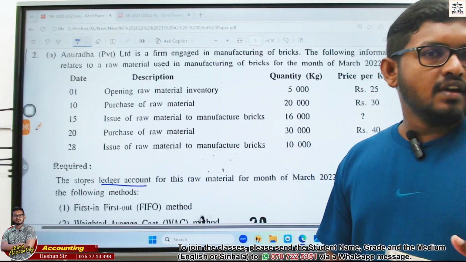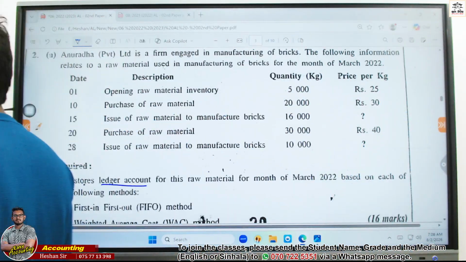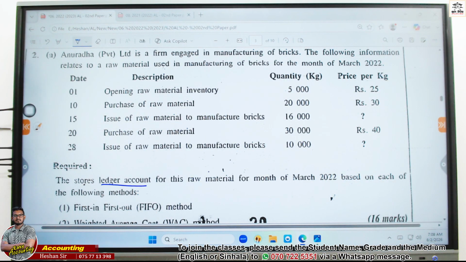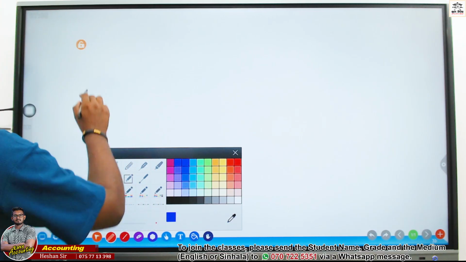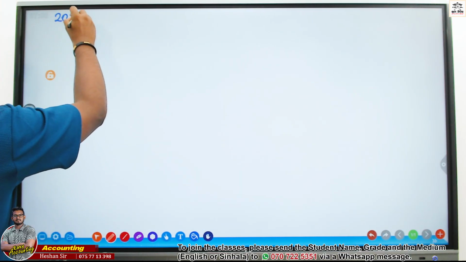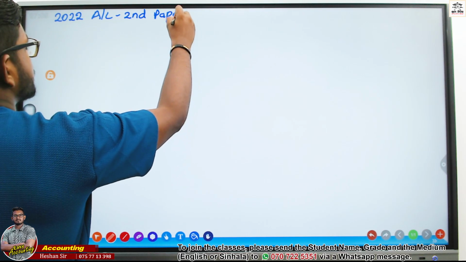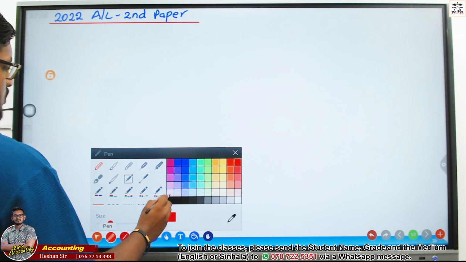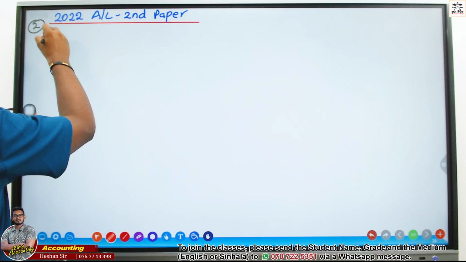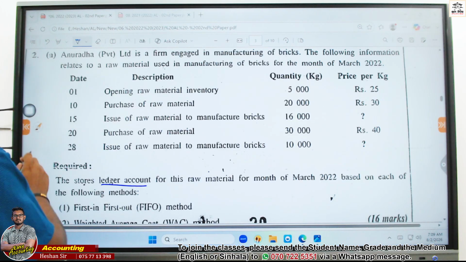In the bin card, there are no values, only the quantities. In the store ledger, there are values as well, right? When you are preparing this, you need to include the values as well. So let's see, 2022 A level, second paper. Now, question number 2A. In one, they are asking for the store ledger under the FIFO method, right? 2A, 1, FIFO method.